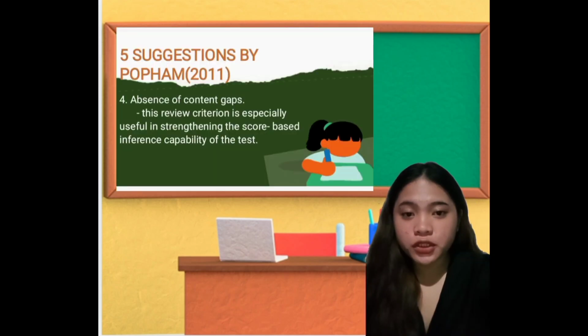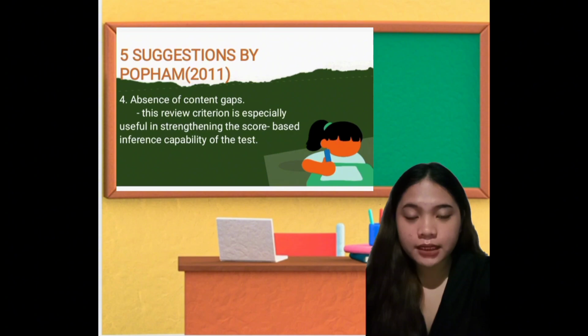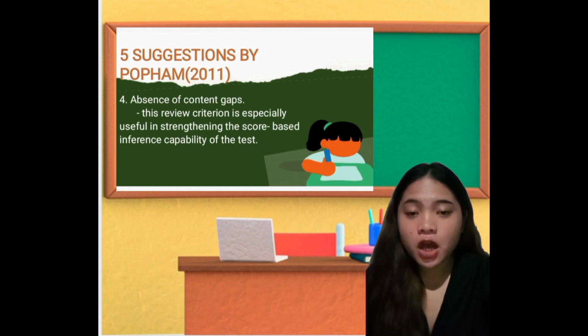So, the fourth suggestion is absence of content gaps. This review criterion is especially useful in strengthening the score-based inference capability of the test if the current tool misses out an important content now prescribed by a new curriculum standard. The score will likely not give an accurate description of what is expected to be assessed. The teacher always ensures that the assessment tool matches what is currently required to be learned. This is a way to check on the content validity of the test.